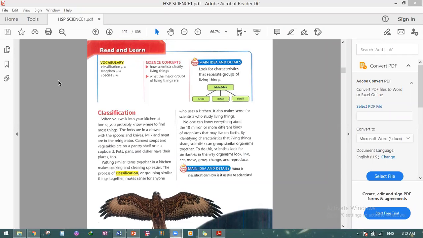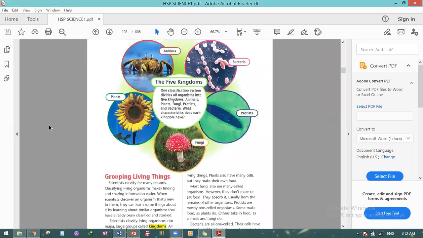We learned in the last session about classification, which means grouping similar things in one group, like the animals. And here we have 5 kingdoms. We have a kingdom for animals, a kingdom for plants. Guys, I will try to mute you because some of you are making noise. We have a kingdom for fungi, a kingdom for protists, and bacteria. We have how many kingdoms, guys? Can you count it for me? 5. Yes, 5 kingdoms. That's right.